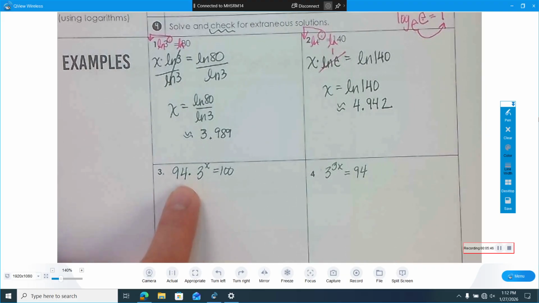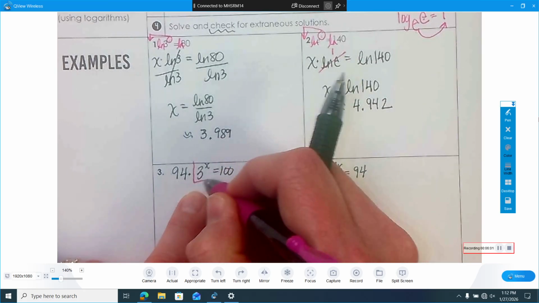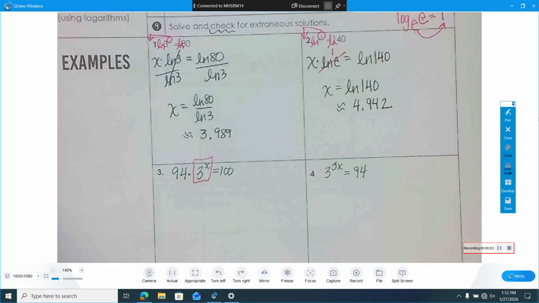So number 3 here is going to be 94 times 3 to the x equals 100. The first step in solving is to isolate the exponential expression. Divide by 94. Yeah, the exponential expression is right here. It is our base to our exponent. That is the thing we want to get all by itself. So what do I need to get rid of?